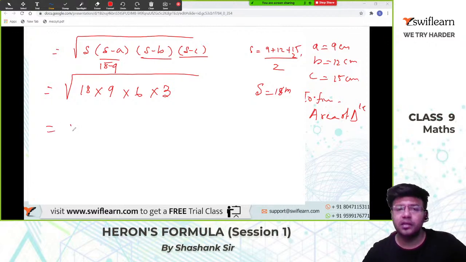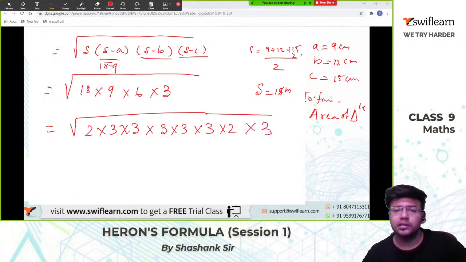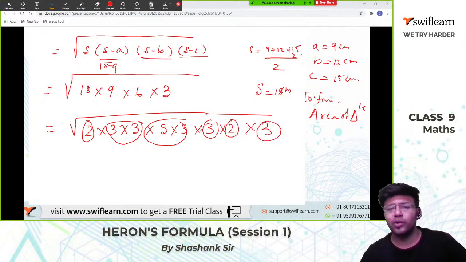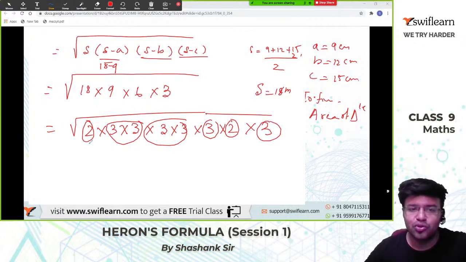Now simplify this. 18 can be written as 2 into 3 into 3. 9 can be written as 3 into 3. 6 can be written as 3 into 2. And this 3 as it is. Now underline this 2 2, and 3 3, 3 3, and this 3 3. So we don't have a square root in this problem. A clean answer comes. Yes.